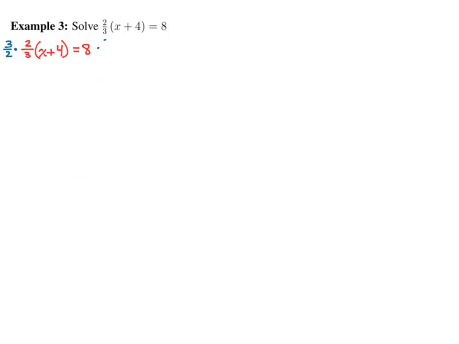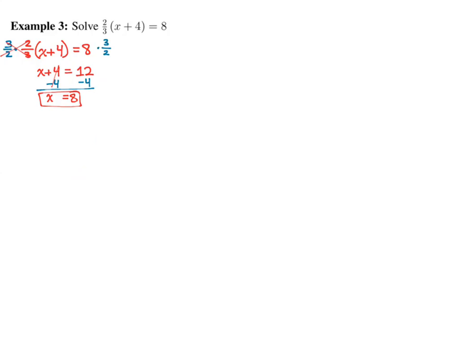But you could instead multiply by the reciprocal. If you multiply by the reciprocal, which is 3/2, then the 3's and the 2's cancel and go bye-bye, and you just have x plus 4 equals, and then on the right side of the equation, the number has become 12. Now, subtract 4, and bye-bye 4's, x equals 8.